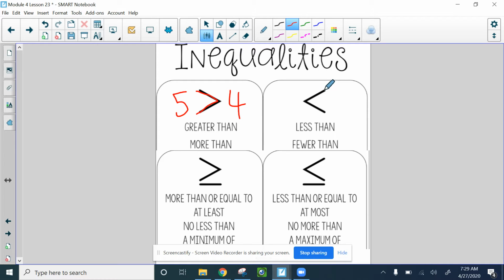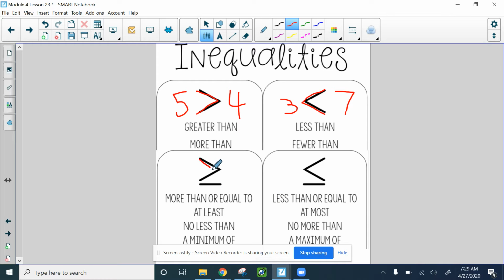We also have the less than symbol. The less than symbol is going to go this way. You'll notice that the opening always points to the bigger number. So I could say that 3 is less than 7. Those are ones you've been comfortable with and you've been using for a while. However, today we're going to be adding in these two ones on the bottom.